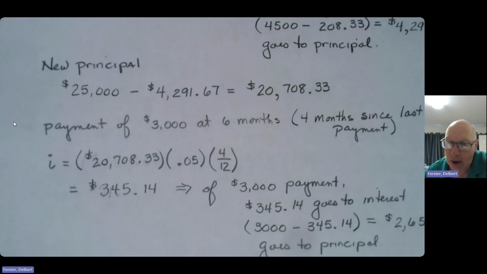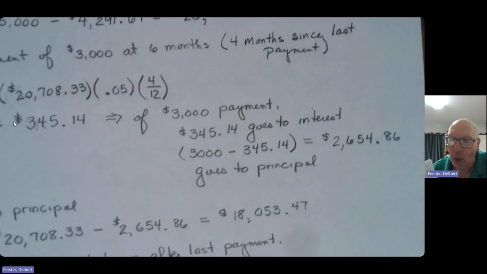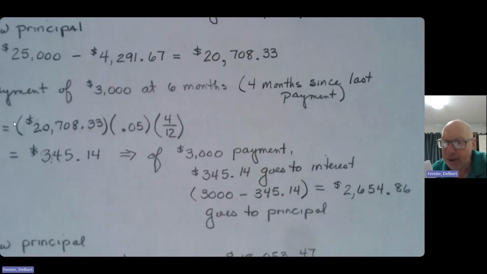So again, grab your trusty calculator. It's 20,708.33 times 0.05 times 4 divided by 12. We're going to realize that of that second payment of $3,000, $345.14 goes as an interest charge. The balance of the $3,000 payment goes to offset principal to pay back the loan that we still owed. So we'll take $3,000 and subtract $345.14. We realize that $2,654.86 goes to diminish what we owe.